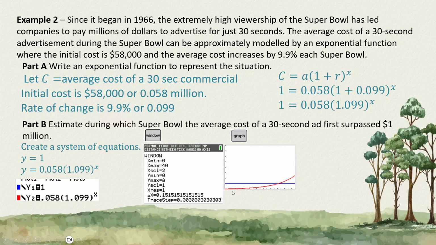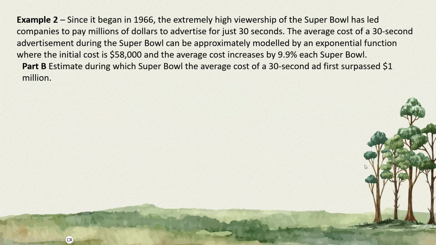When we press graph, we see this horizontal line here is 1 million, and then the red curve, exponential growth curve, is the cost of a 30-second commercial growing over time. So we're looking for where they intersect. When does it meet that $1 million mark? To get that intersection, we press second trace 5, and then press enter, enter, and it intersects at 30.161. X is years since 1966, and Y means $1 million.